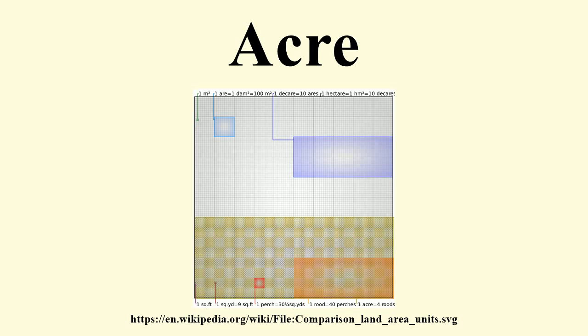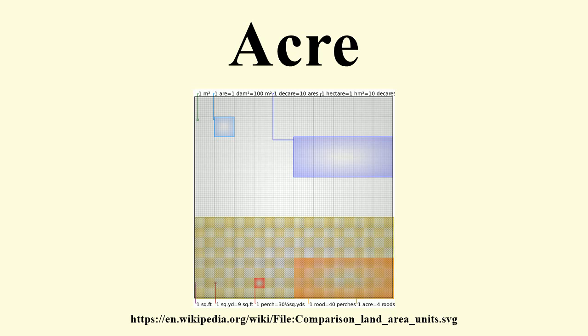The acre is a unit of land area used in the imperial and U.S. customary systems. It is defined as the area of one chain by 1 furlong, which is exactly equal to 1/640th of a square mile, 43,560 square feet, approximately 4,046.856 square meters, or about 40% of a hectare.